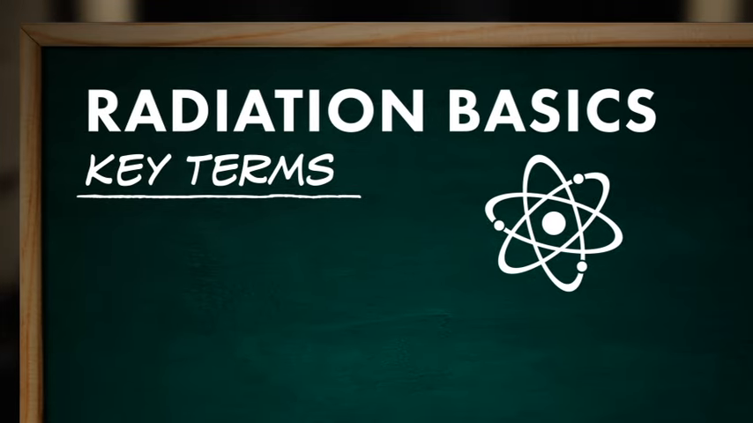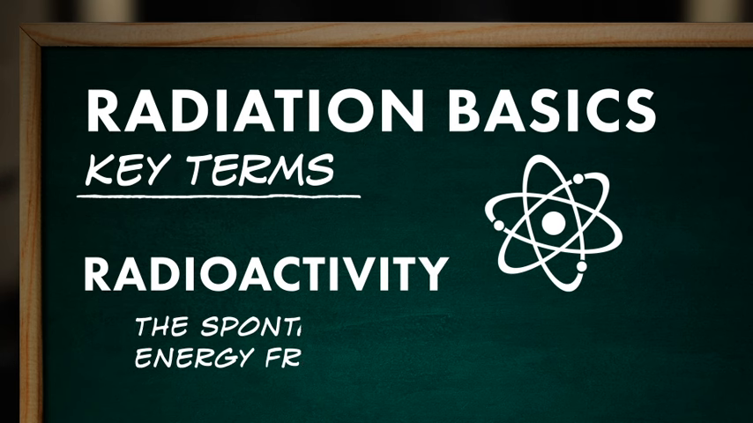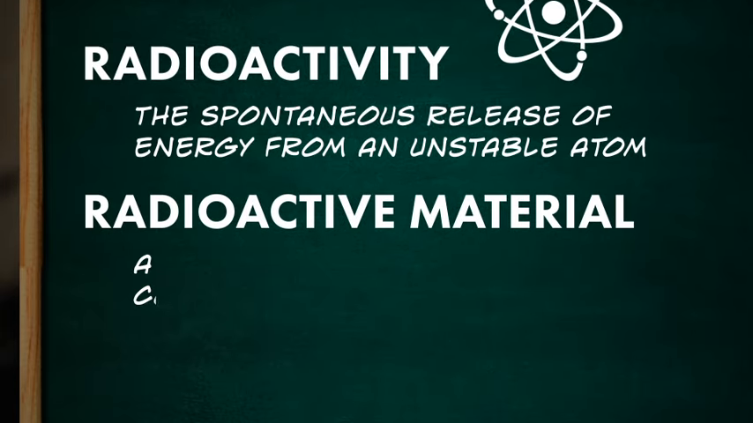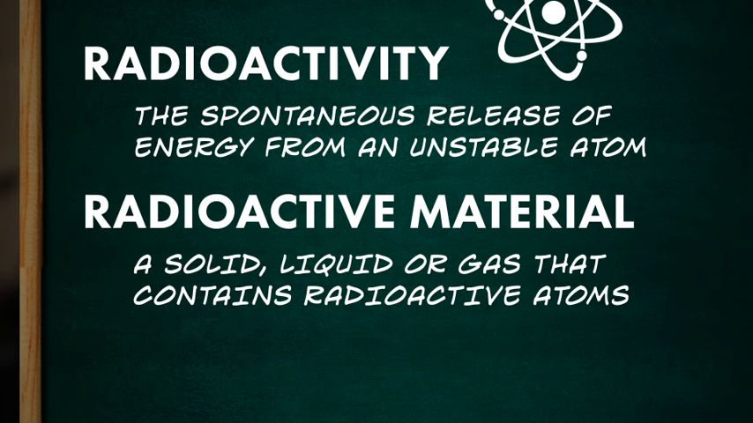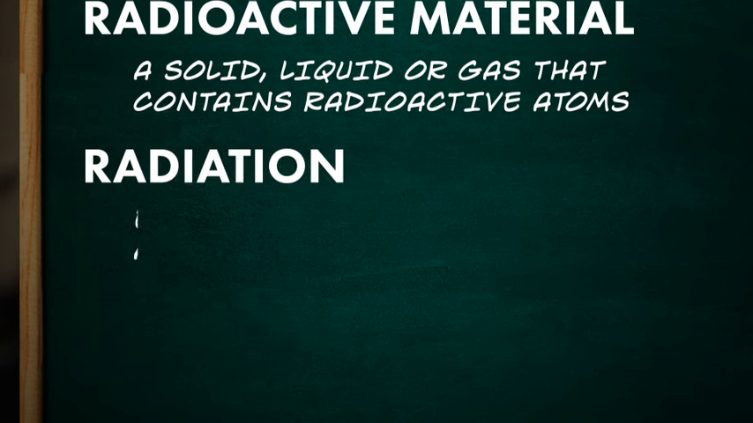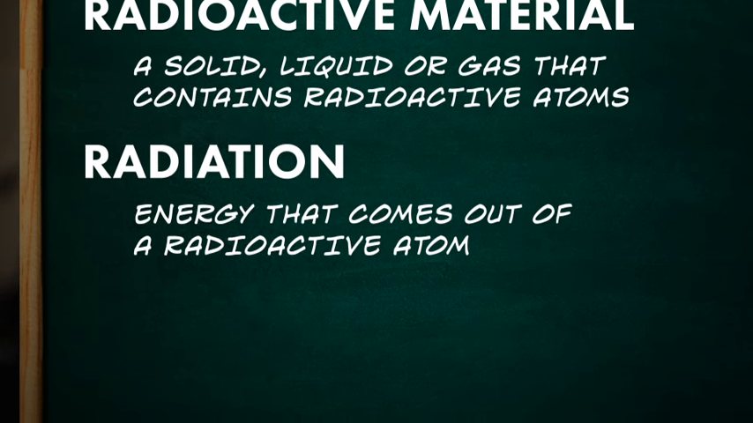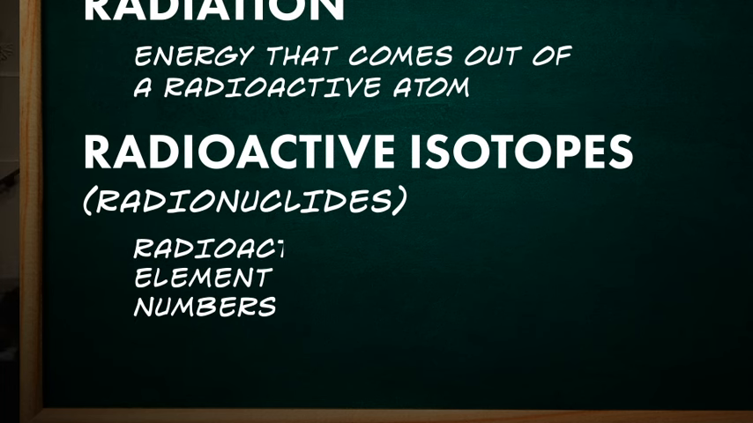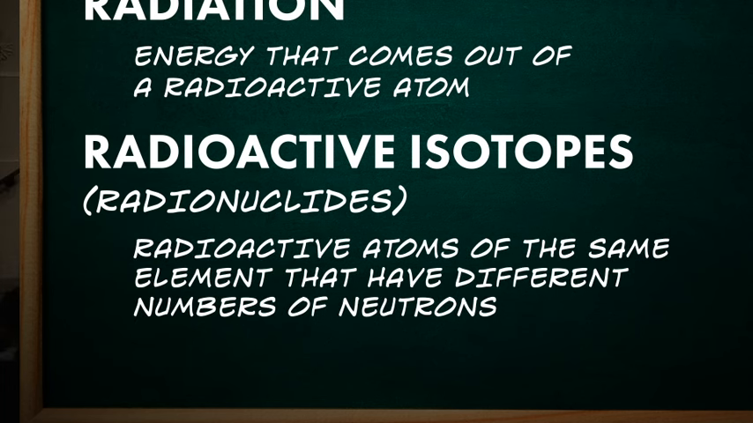So let's discuss some key terms. Radioactivity then is the spontaneous release of energy from an unstable atom. Radioactive material could be a solid, liquid, or gas that contains radioactive atoms. And radiation is the energy that comes out of the radioactive atom. Radioactive isotopes, and sometimes we call them radionuclides, are radioactive atoms of the same element that have different numbers of neutrons. An example would be iodine: iodine 131 or iodine 125. Now these are both iodine, the element is iodine, but they have different numbers of neutrons and they're both radioactive. So we call these radionuclides or radioactive isotopes.